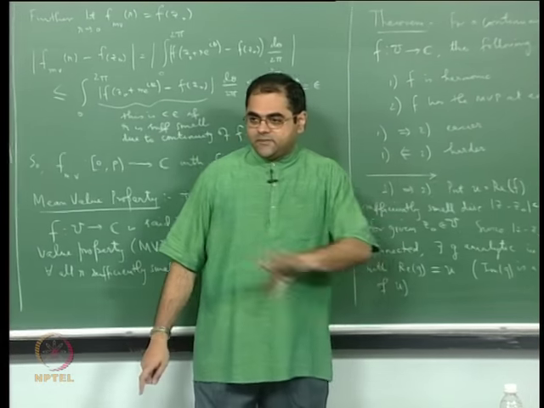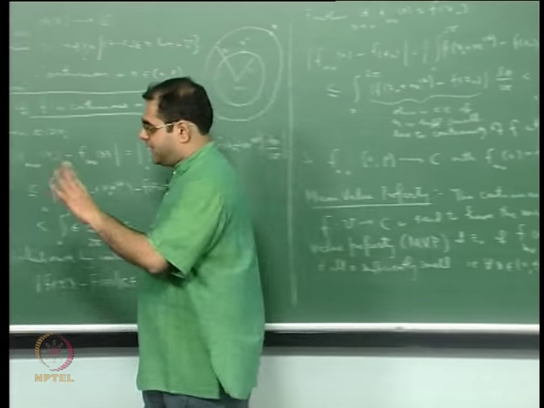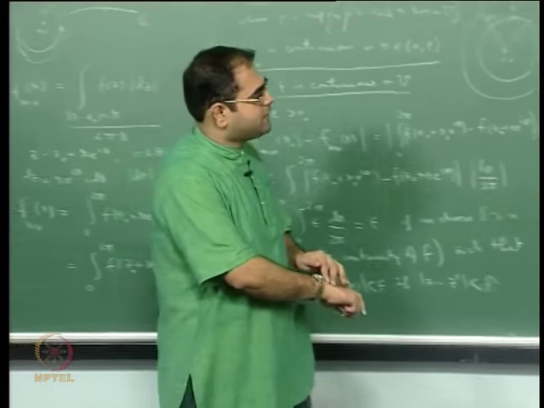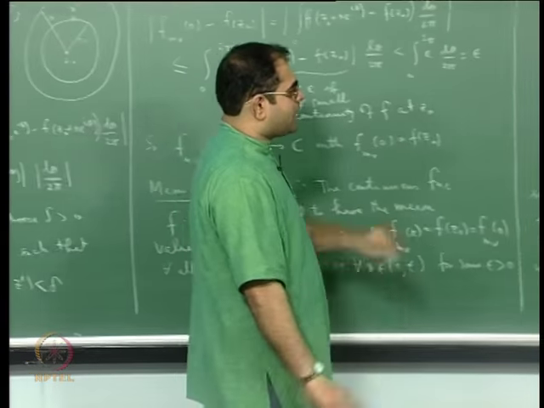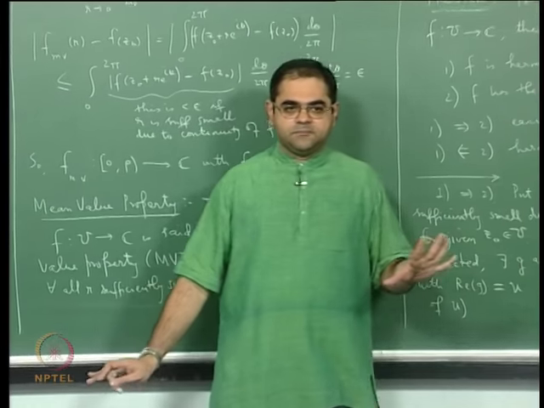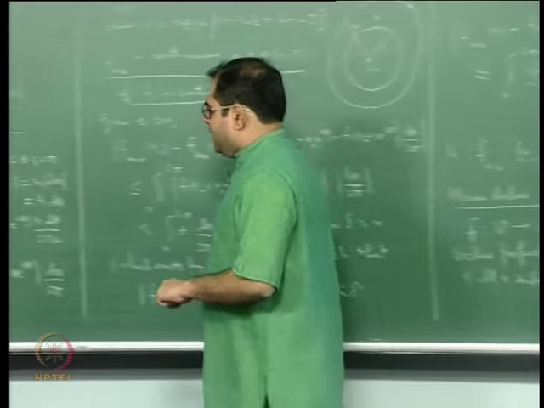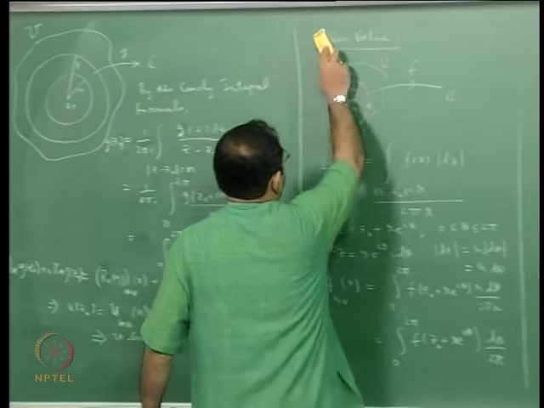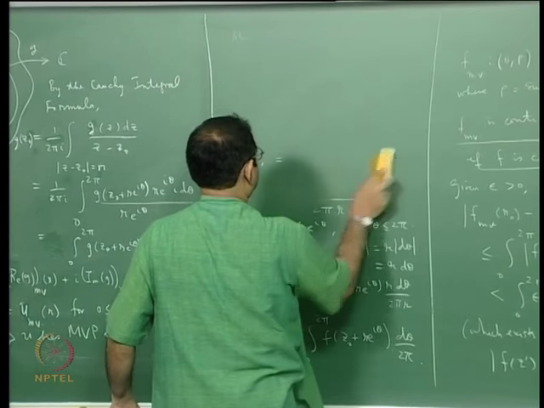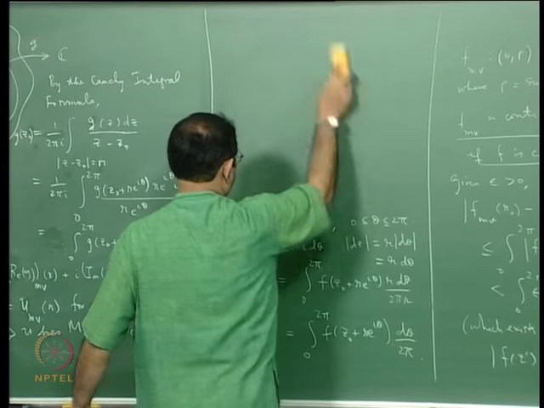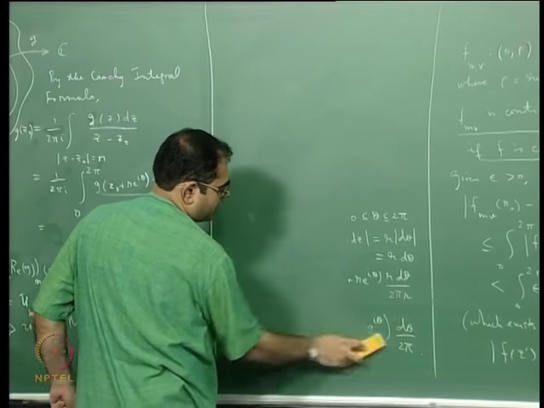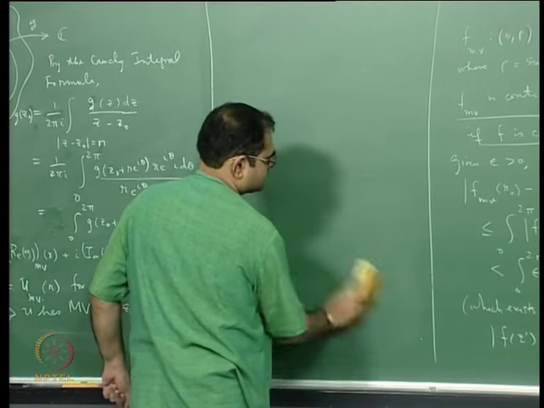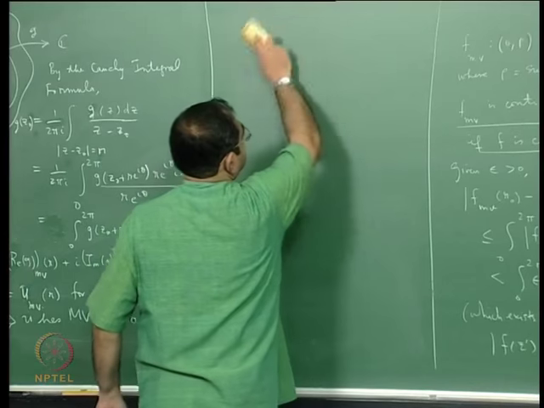For 2 implies 1, we need a lot of machinery, so I won't get into that. But my aim is to tell you that harmonic functions have the mean value property, alright, which in some sense you should have seen in the first course in complex analysis. Now I come to the so called maximum principle.